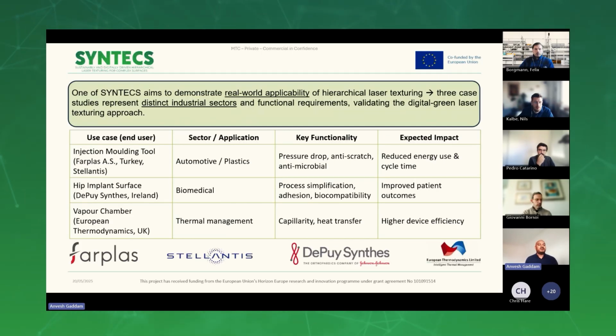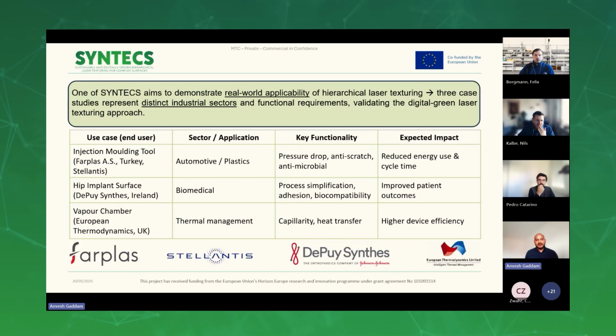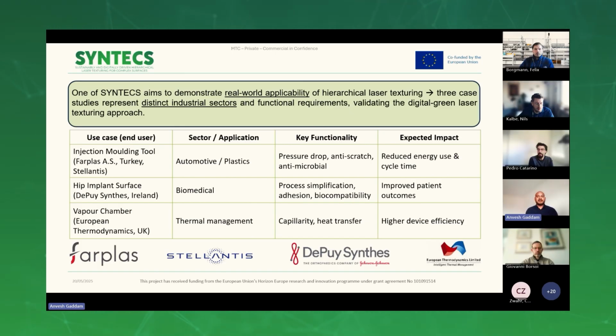As Christoph mentioned, one of the aims of the Syntex project is to demonstrate real-world applicability of the hierarchical laser texturing. In this project, we have selected three particular case studies from different industrial sectors, seeking functional requirements ranging from pressure drop to heat transfer and antimicrobial properties, in order to validate these approaches with a sustainable digital green laser texturing approach. So in this table, as you can see, three case studies are shown.